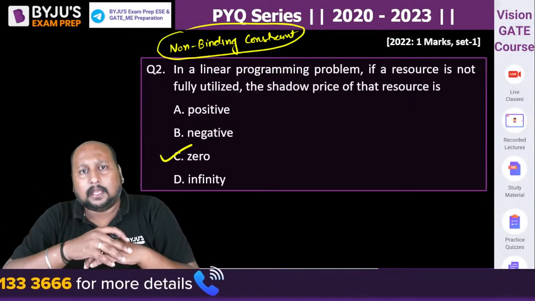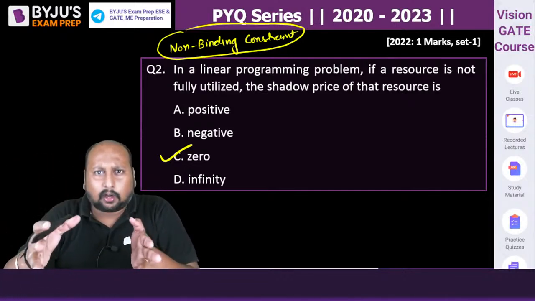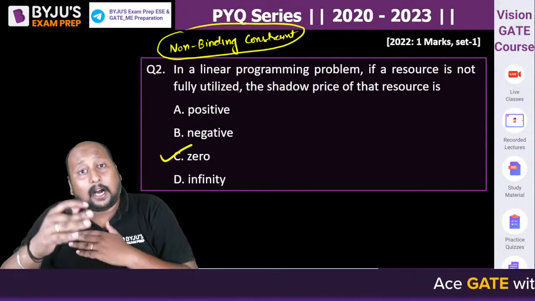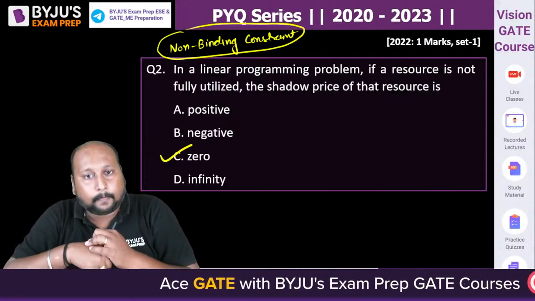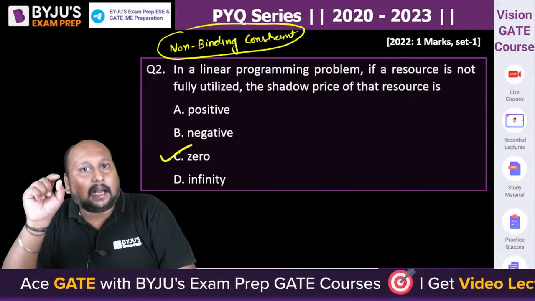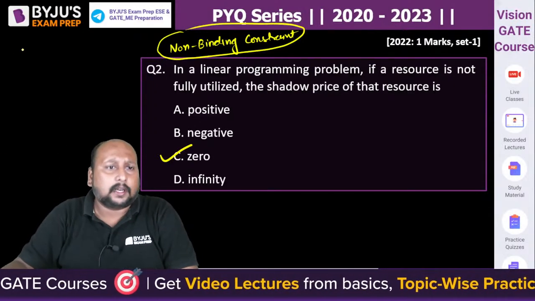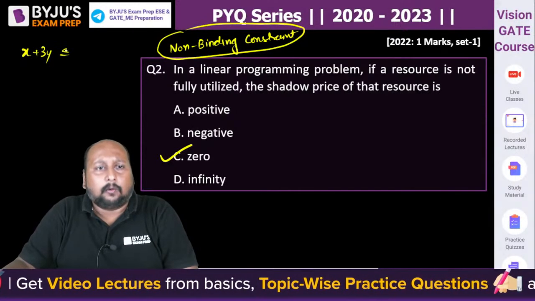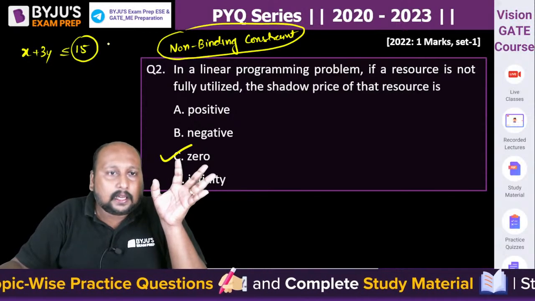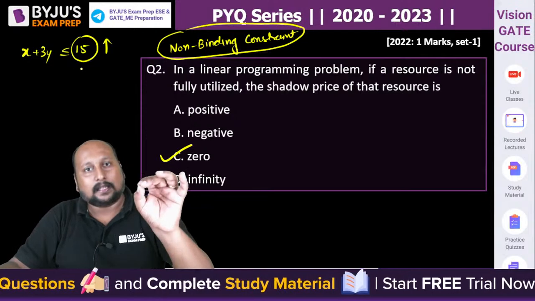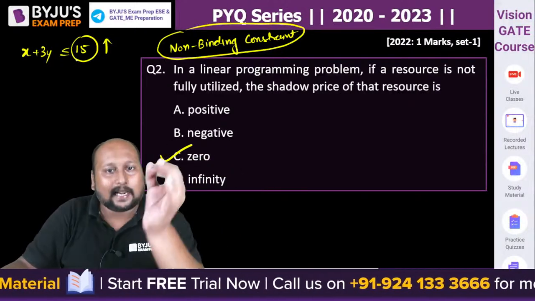Shadow price basically means: if you increase the resource value, the RHS of the constraint, by 1 unit, how much change is observed in the objective value? That is the shadow price. Let us suppose we have the equation x plus 3y is less than or equal to 15. If I increase the RHS of this constraint, what amount of change will be observed in the objective function? That is the shadow price.